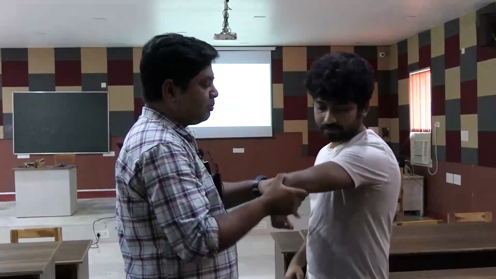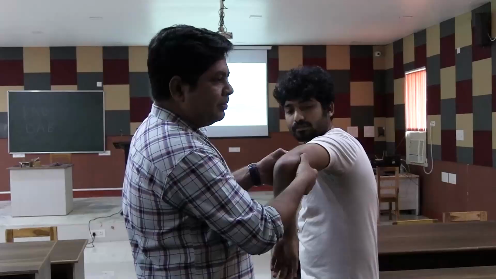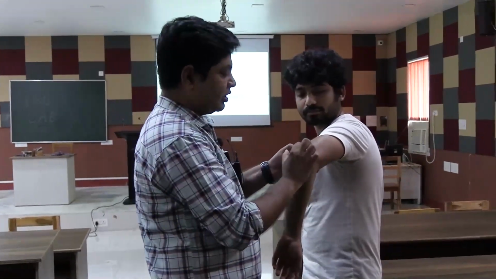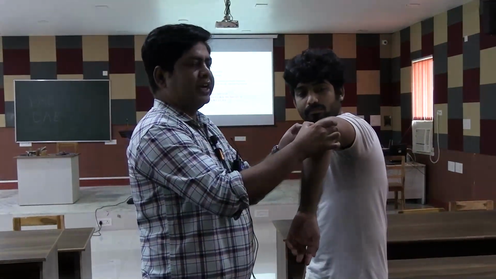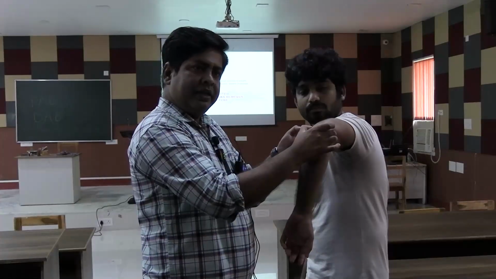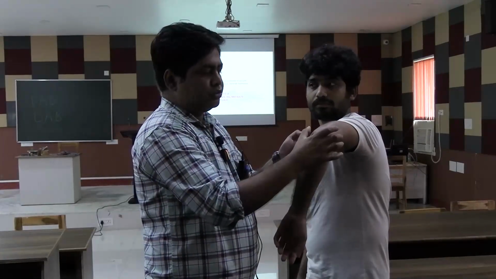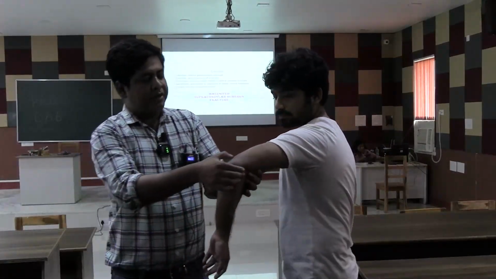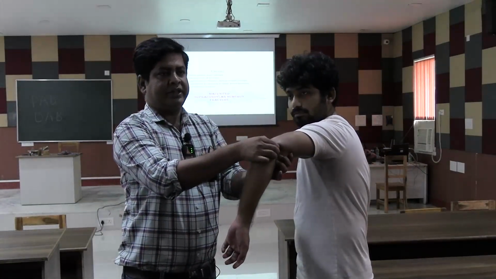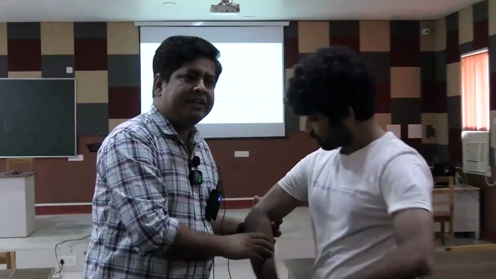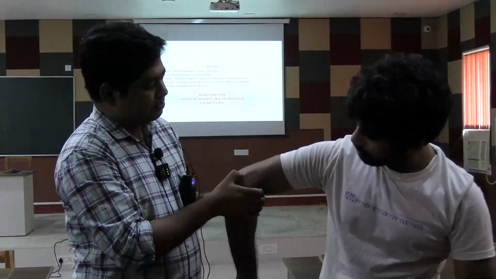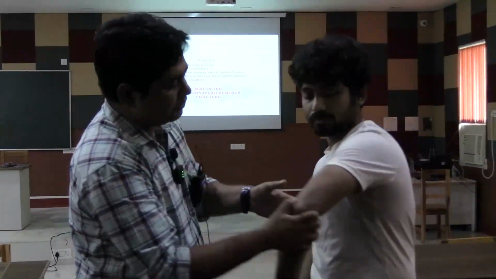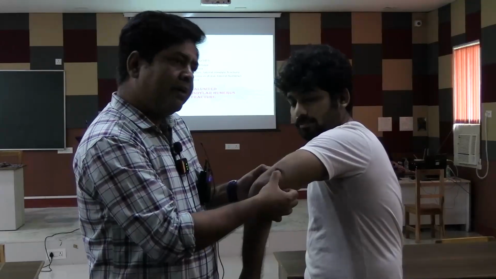In supracondylar fracture you have to examine that point. This is called the supracondylar region. This is the condyle, epicondyle, lateral epicondyle, medial epicondyle, and supracondylar means above the condyle. So you have to palpate that point. First palpate the normal side, then palpate the abnormal side.